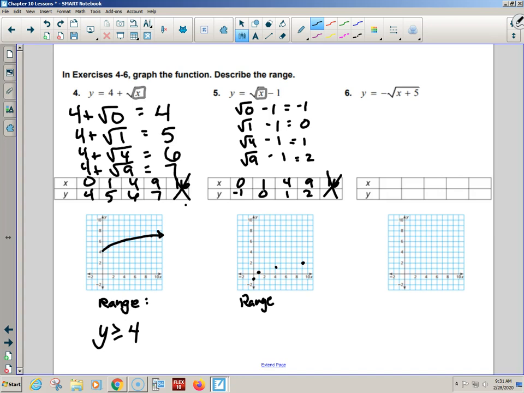Danny, is it good? Cool. Now here's the question. Are we looking for y greater than or equal to the lowest, or are we looking for y less than or equal to the highest? Which one is this graph?